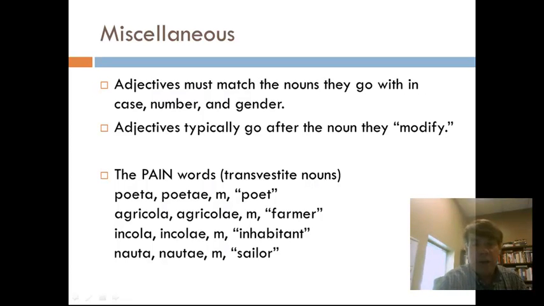Wheelock, Chapter 2, Basic Latin Nouns. And with that, we will say adieu until Chapter 3.